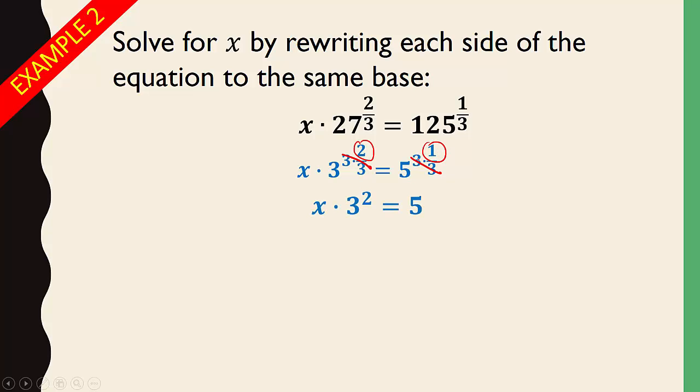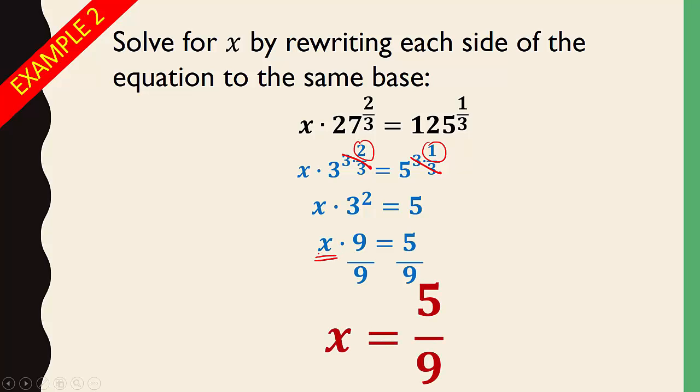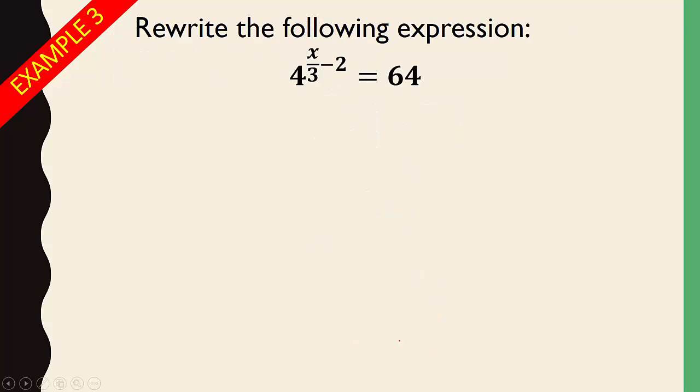So you have x times 3 squared equals 5. X times 9 equals 5. And again, our goal is to get x by itself, so we're now going to divide both sides by 9 so that this cancels out over here, which leaves me with an answer of x equals 5/9.